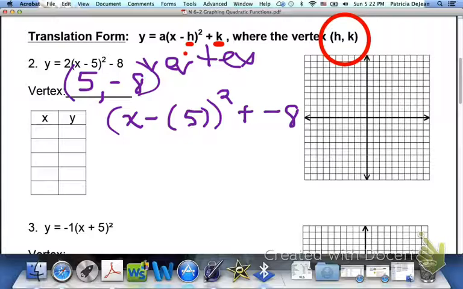So we go over here and we put our vertex at (5, -8): 1, 2, 3, 4, 5, 1, 2, 3, 4, 5, 6, 7, 8, right there. Okay.